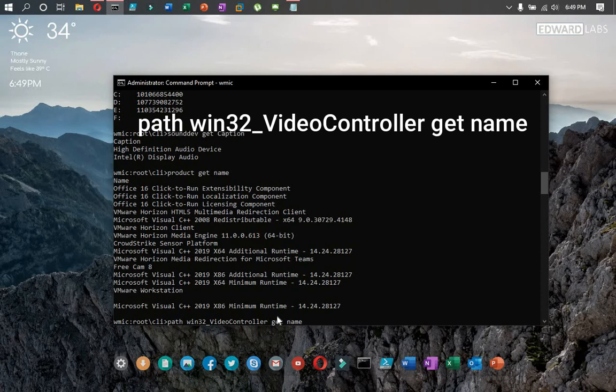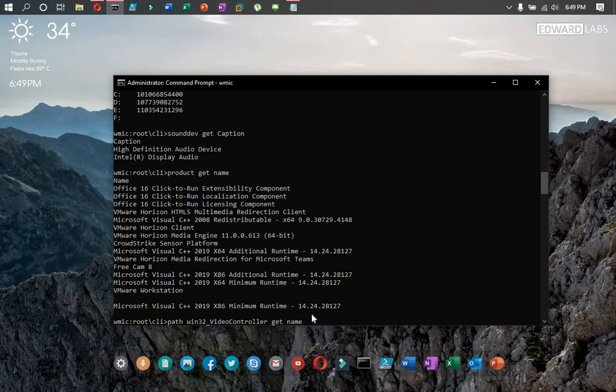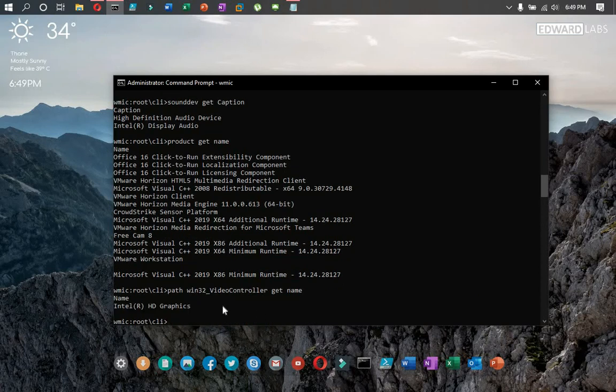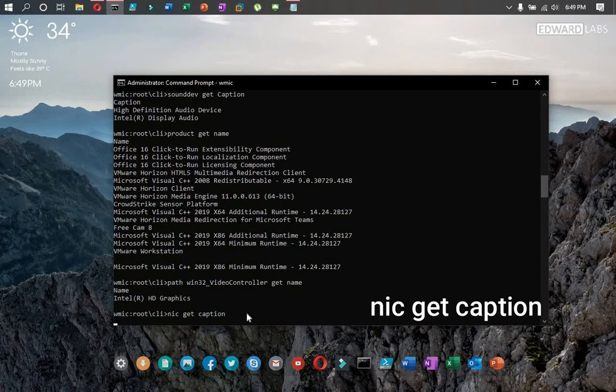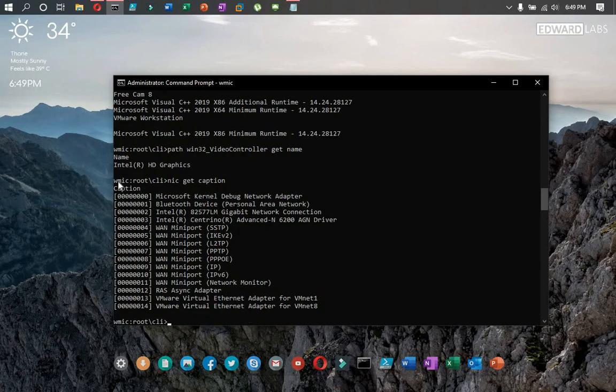Path Win32_VideoController get name. This command gives you information about the graphics card. This system is configured with integrated Intel(R) HD Graphics. No dedicated graphics is installed. NIC get caption. This command gives you information about the network card. These are the network cards that are available in this computer.